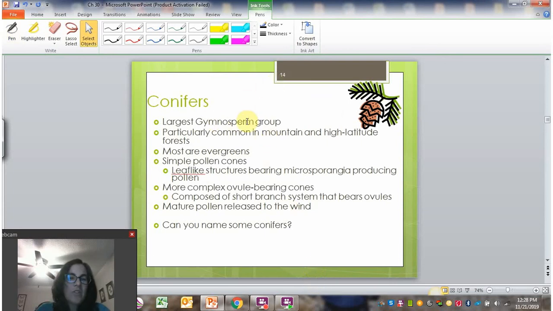The conifers are the largest gymnosperm group, and that's why I said we'll talk about them the most. We find conifers especially in mountains, like I mentioned in Colorado, or high latitude, so like northern, like Canada, places like that, forests. Most of them are evergreen. That means they don't lose their leaves in the fall.